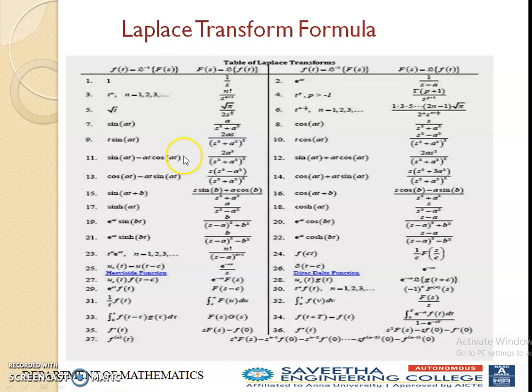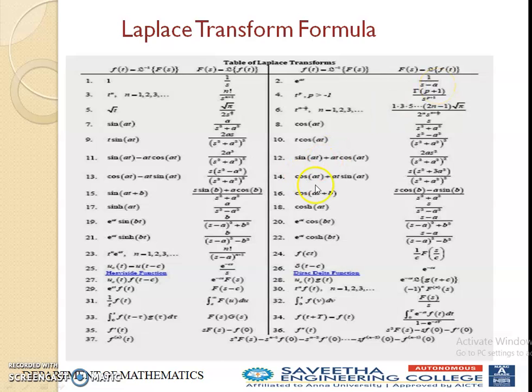Next one is L of e power at. L of e power at is 1 by s minus a. If a positive value is given, we write 1 by s minus a. If a minus is given, we write 1 by s plus a. Those are the formulas here.